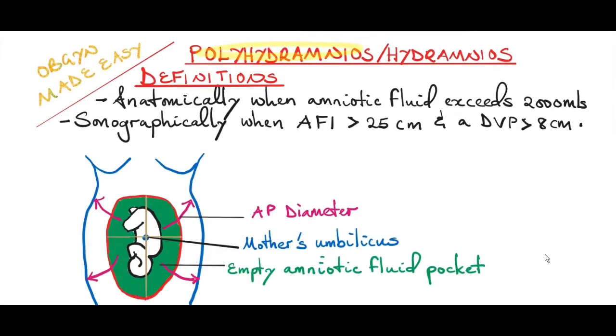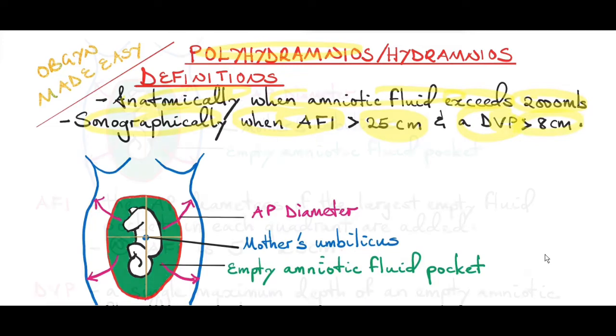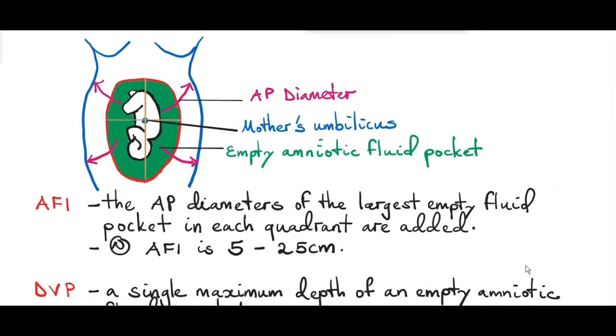Polyhydramnios is anatomically defined as when amniotic fluid exceeds more than 2000 ml. On ultrasound, it's when the amniotic fluid index is more than 25 centimeters and the deepest vertical pool is more than 8 centimeters. There are two parameters used to determine how much amniotic fluid is there. That's the amniotic fluid index and the deepest vertical pocket, or the deepest vertical pool.